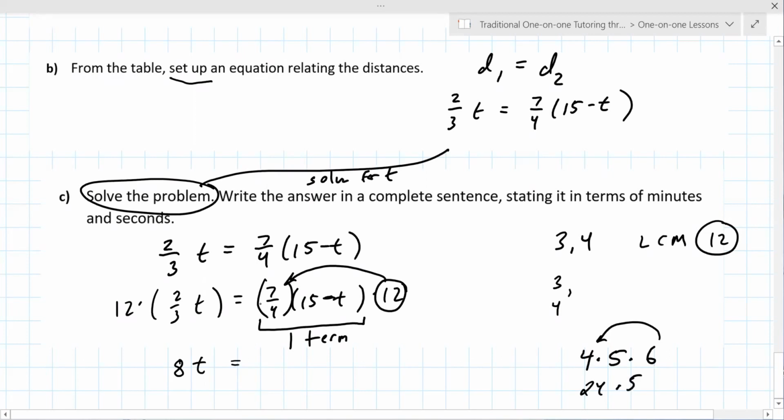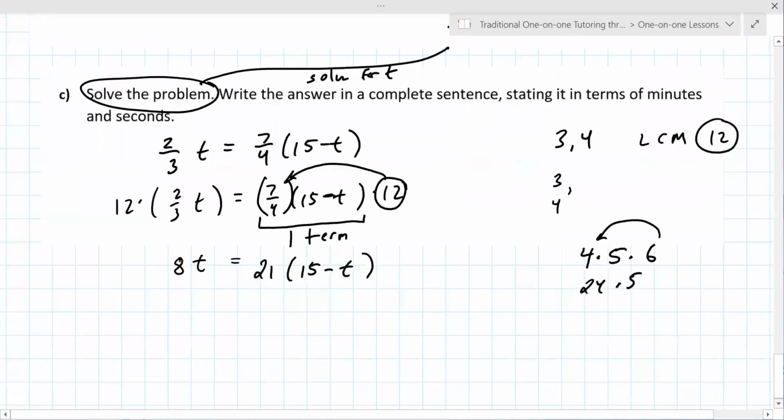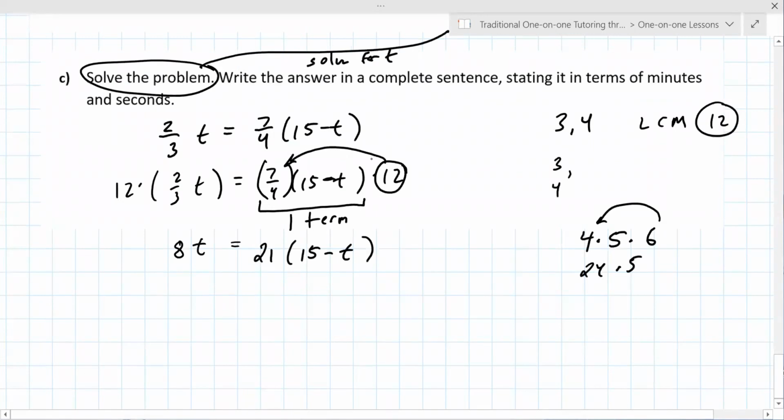Okay, so again, I want you to divide first. What is 12 divided by 4? 3. 3 times 7 is 21 times 15 minus t. Okay, I get that. So again, it's one of those things like if you can remember it and do it and believe it, you will save time on tests by dividing before you multiply.